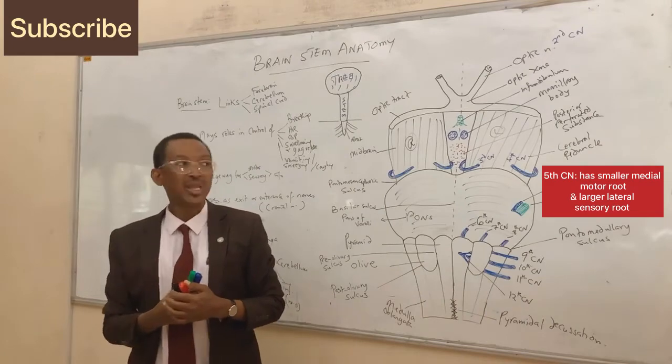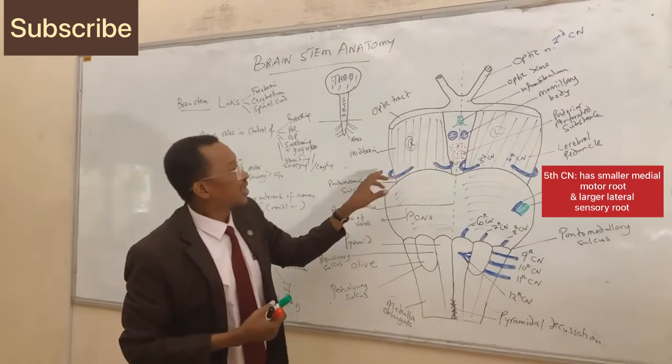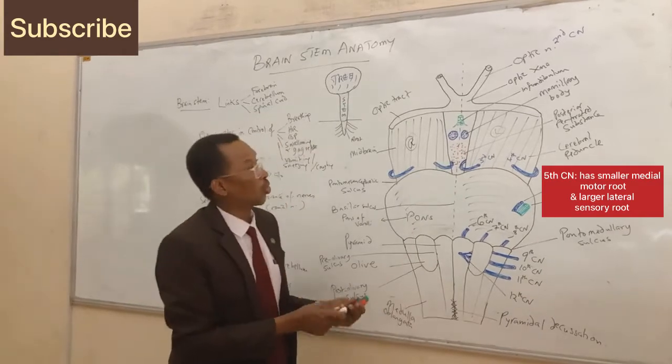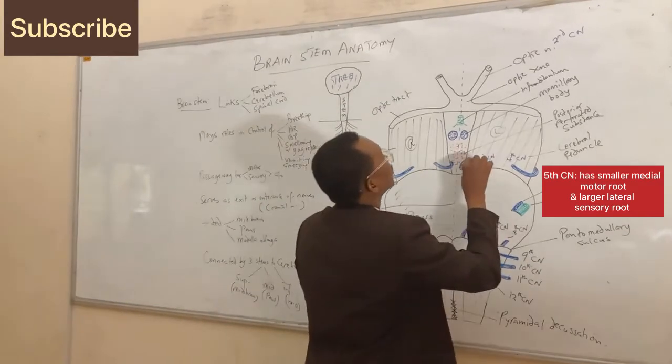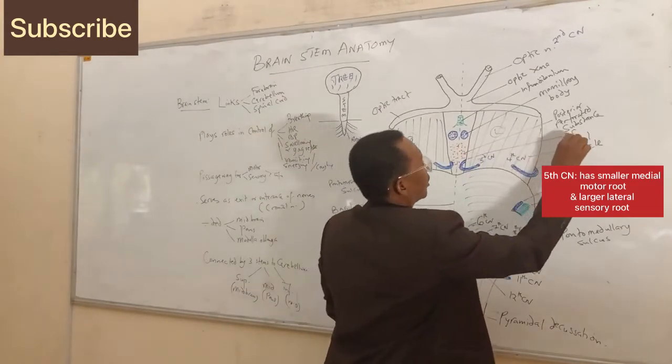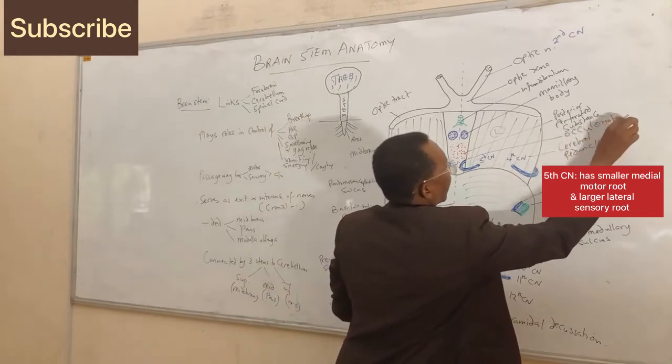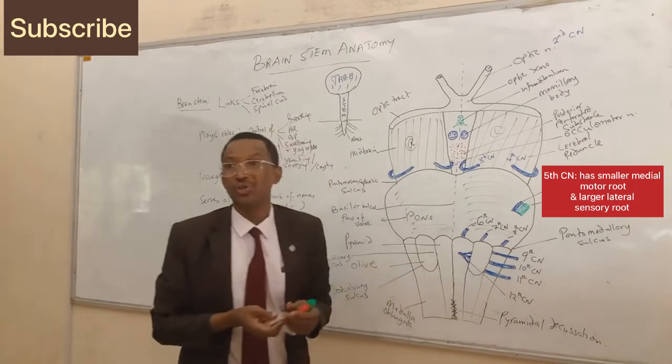Are you clear? Similarly, the fourth cranial nerve. So this nerve that I said, the third cranial nerve, is what we call the oculomotor nerve. This third cranial nerve is called the oculomotor nerve because it is motor to the eye.